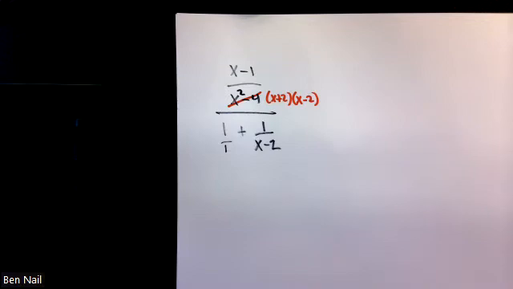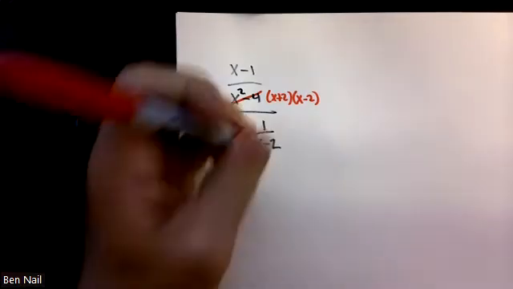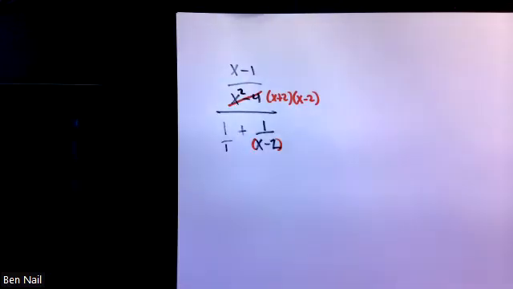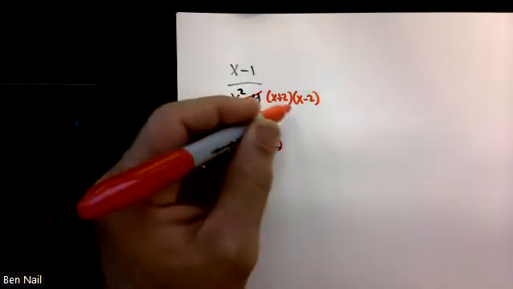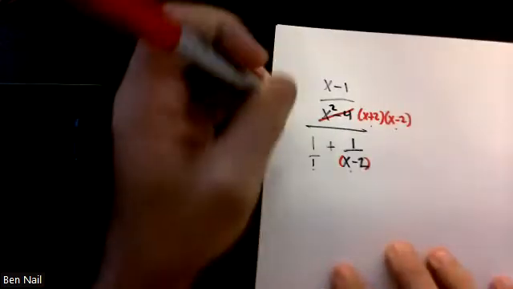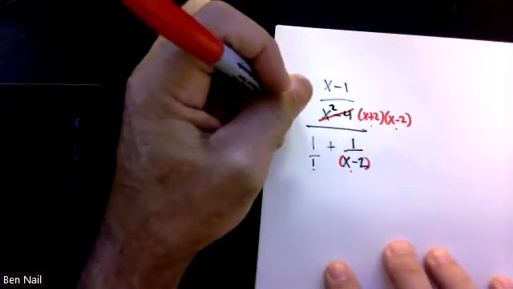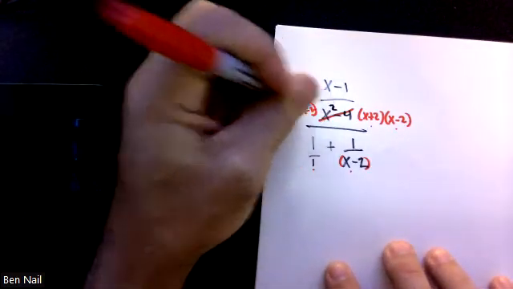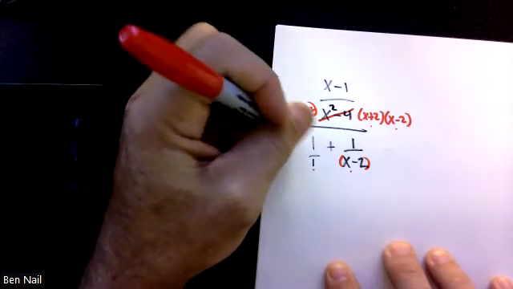Which helps because if we're looking for a lowest common denominator, we just have to make sure that everything gets covered. So we've got an x plus 2, an x minus 2, an x minus 2, and a 1. So our lowest common denominator is x plus 2 and x minus 2.